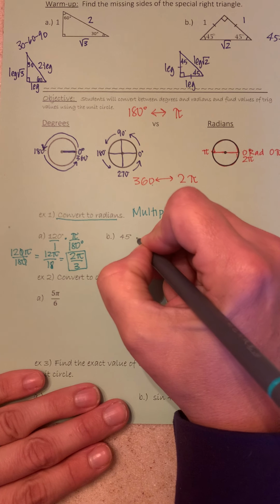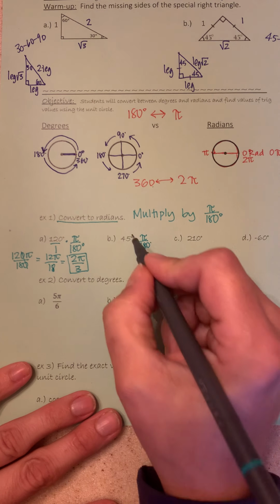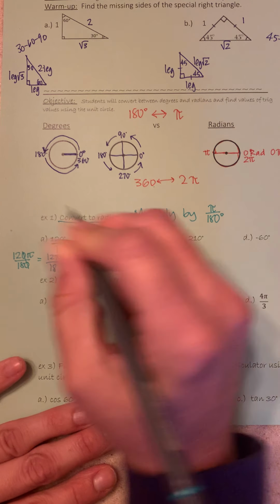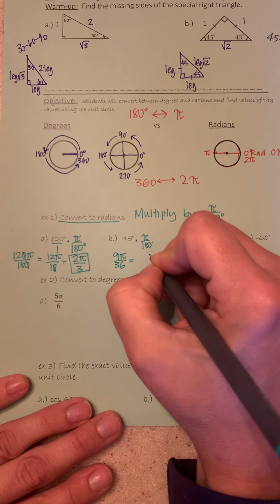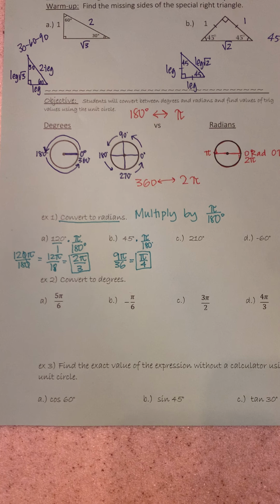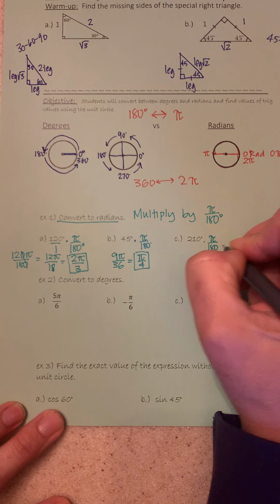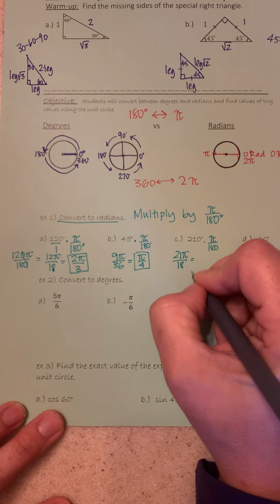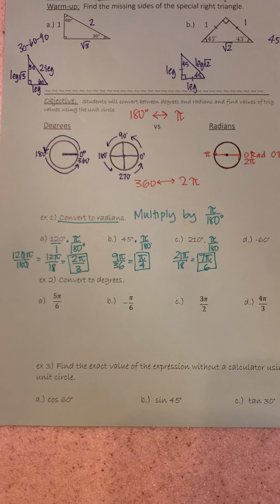So now I want to switch 45 to radians. So again, pi over 180. So now I'm going to divide those each by 5. So that'll be 9 pi over 36. Well, then I can divide those both by 9. So that'd be pi over 4. That would be 45 degrees as radians. So 210. Again, get rid of those zeros. Can divide those both by 3. So 210 is 7 pi over 6.